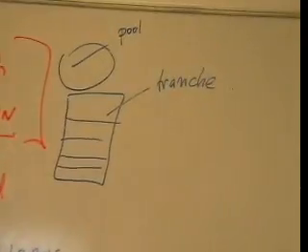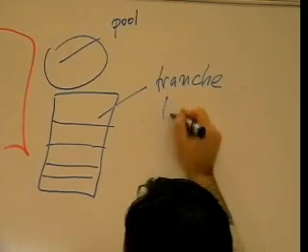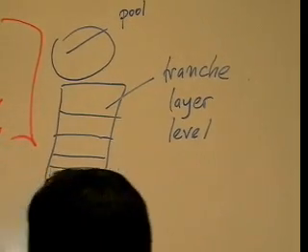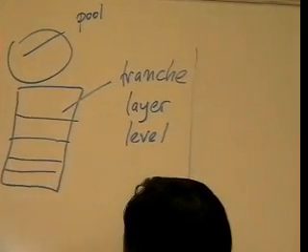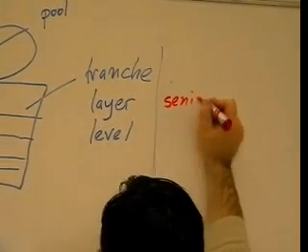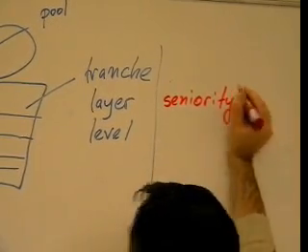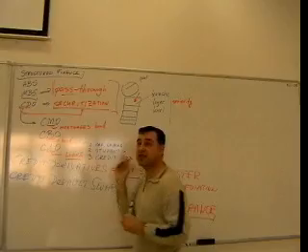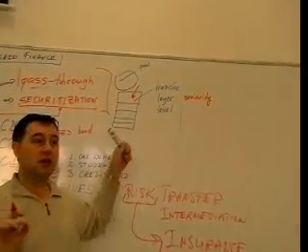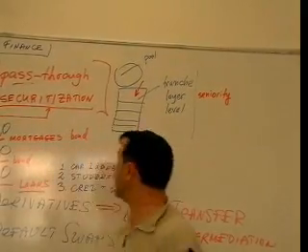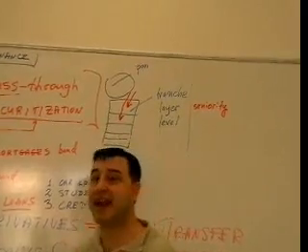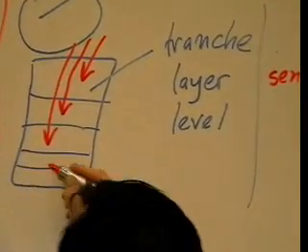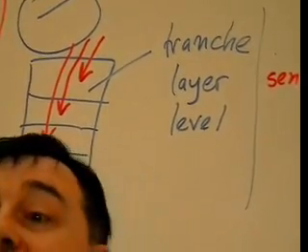Sometimes it's called a layer, sometimes it is called a level, and the general concept for these layers and levels is that of seniority. Seniority means that you first pay the highest or the most senior security. You pay what is being promised. If there is anything left, you fall through and pay the second most senior. Then you pay the third most senior. And if there is anything left, you pay the lower and lower tranches.